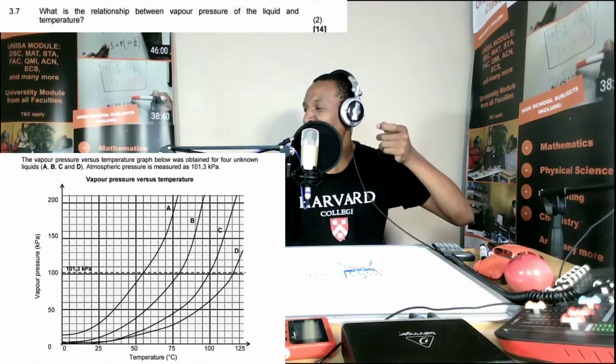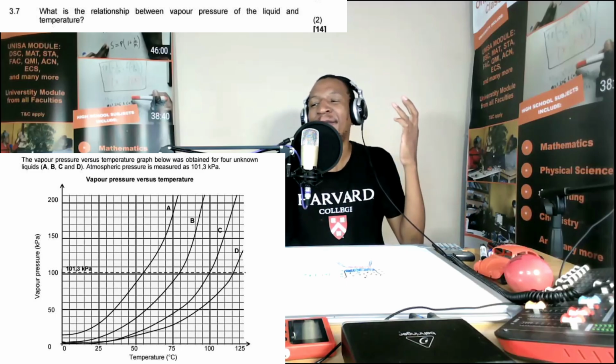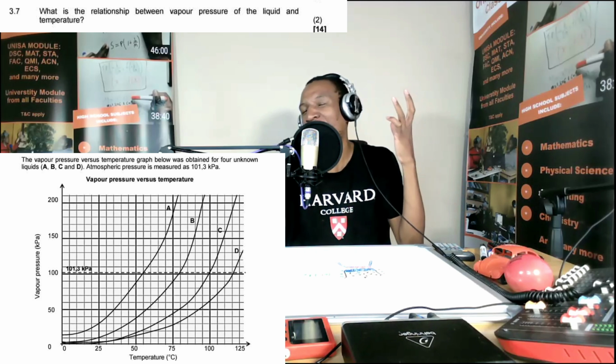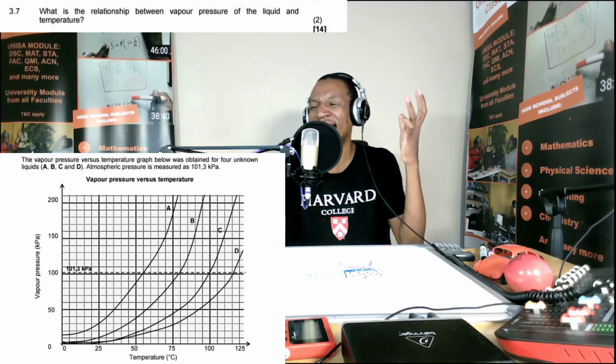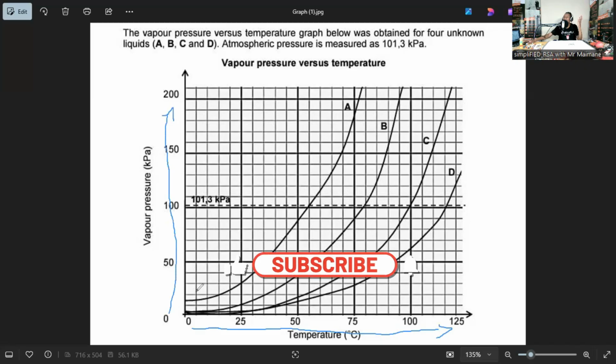Now, question 3.7. What is the relationship between vapor pressure of the liquid and temperature? To tell the relationship of the vapor pressure and the temperature, you can observe again from the graph itself. As the temperature increases, the vapor pressure also increases. So our temperature increases from this direction to that direction, and our vapor pressure increases from this direction to that direction. And then you can tell the behavior of the water.